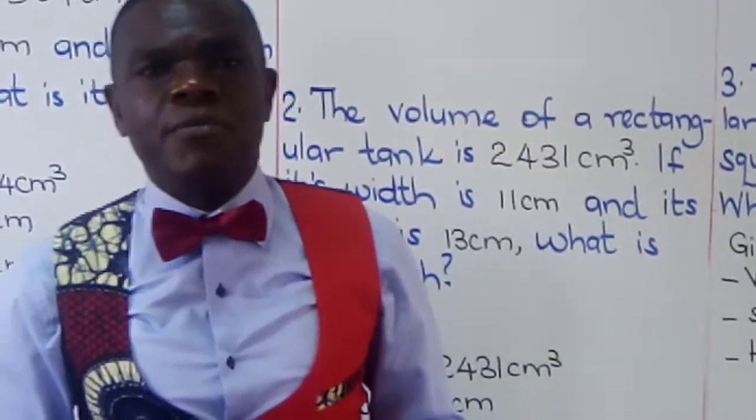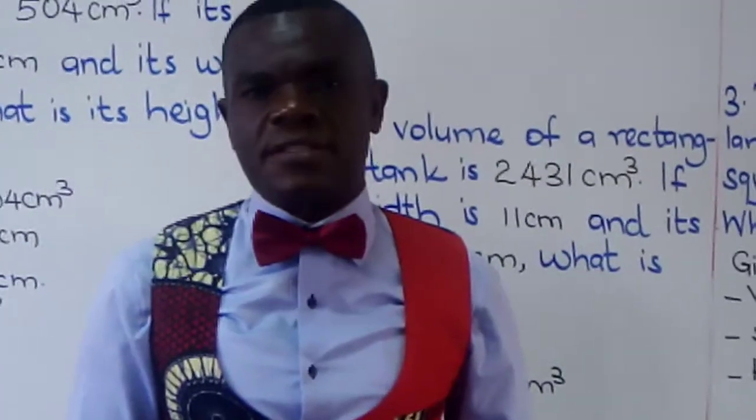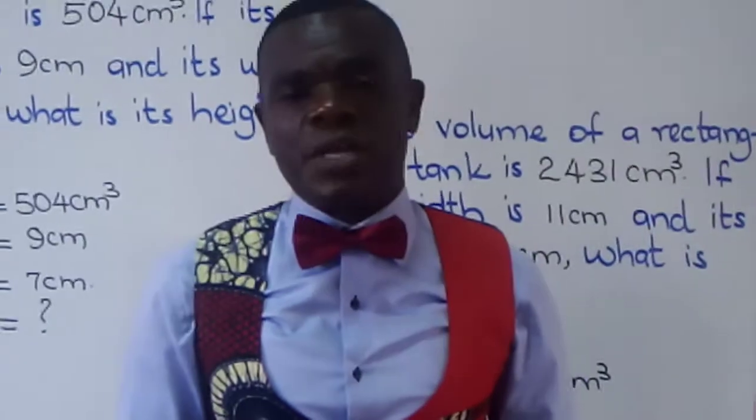Remember, prime numbers are numbers that have only two divisors, 1 and itself. Those are prime numbers.